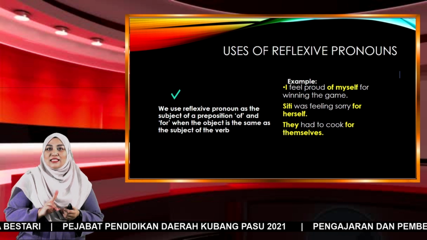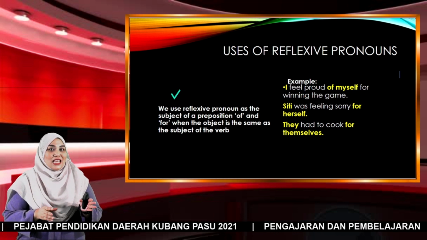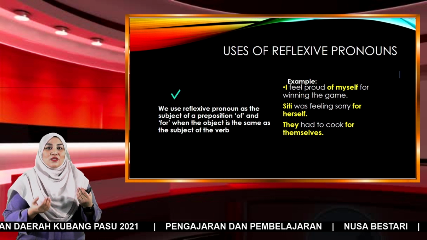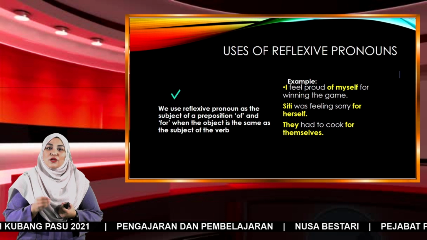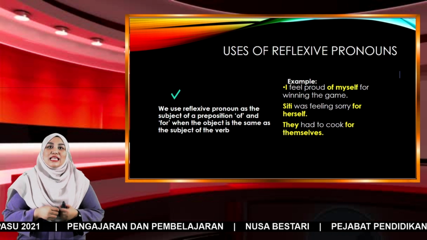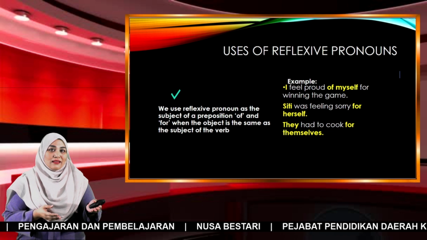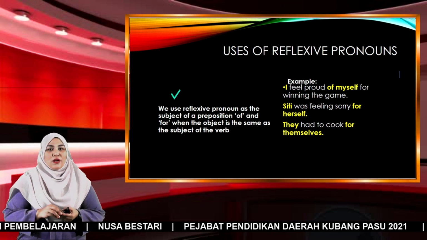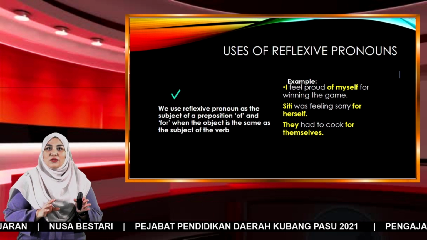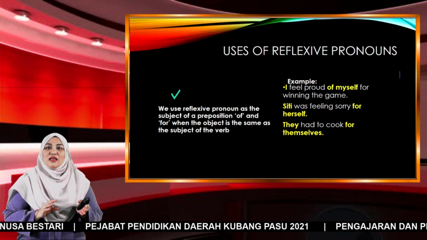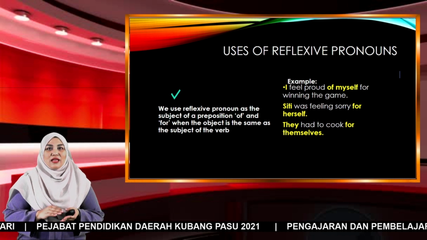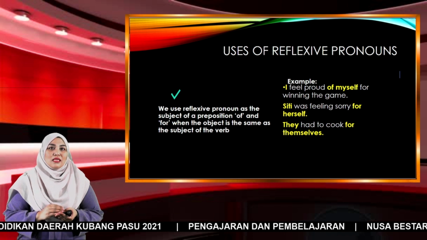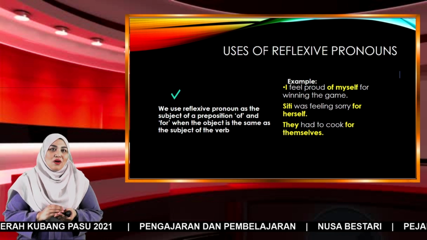Next, second example. Siti was feeling sorry for herself. So we use the word for there, the preposition for. Siti is the subject and herself is the object. We use the preposition for. You cannot use it like this, this is wrong: Siti was feeling sorry herself. That is wrong. So you must add the preposition for. Siti was feeling sorry for herself.